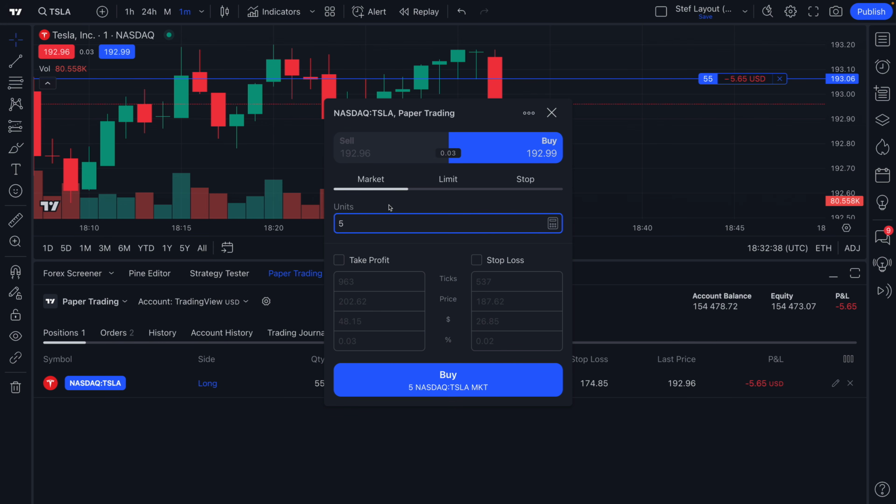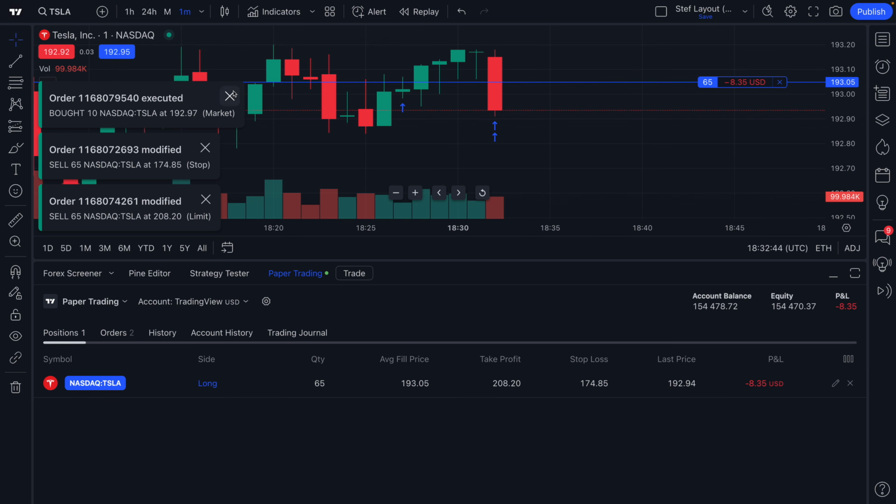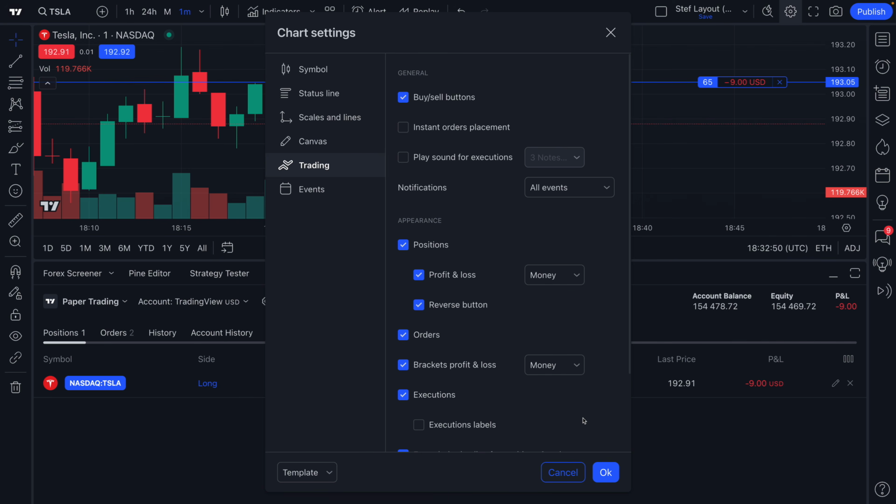Let's try to double dip on the 1 minute. This time, let's add 10. You can do this as well to really see what's possible. Trying to buy a dip, trying to place a better trade or improve your position, you can do that with these buttons. Let's right click and go to settings.